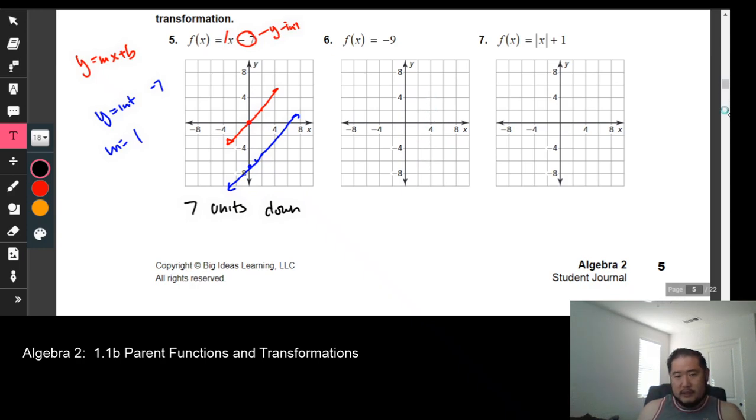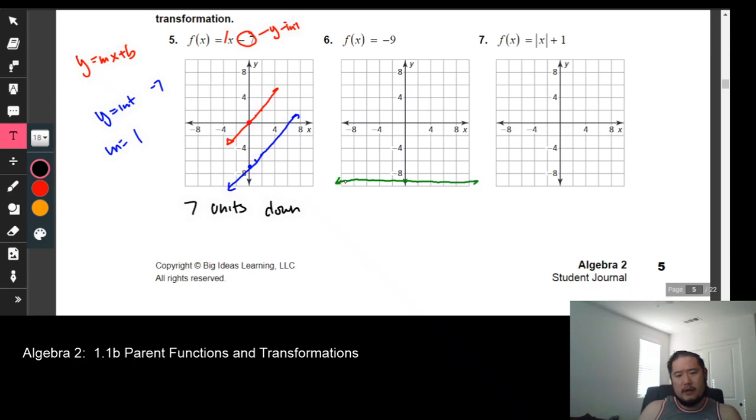Take a look at number 6. F of x is equal to negative 9. Or that's the same thing as y is equal to negative 9. That right there should be a constant. Right? If it's just a number, there's no x squared, anything like that, then what we have is a constant, which is a horizontal line. And all the way down here at negative 9, we can go ahead and draw a point. We have intervals of 2 again, and there's our horizontal line.